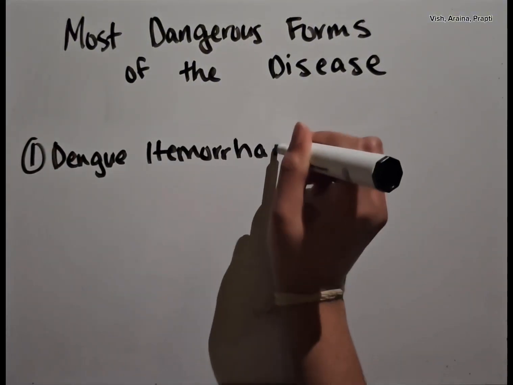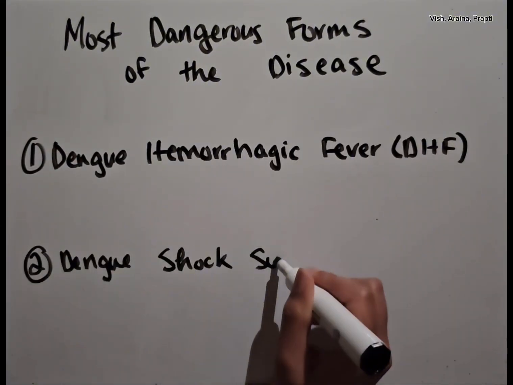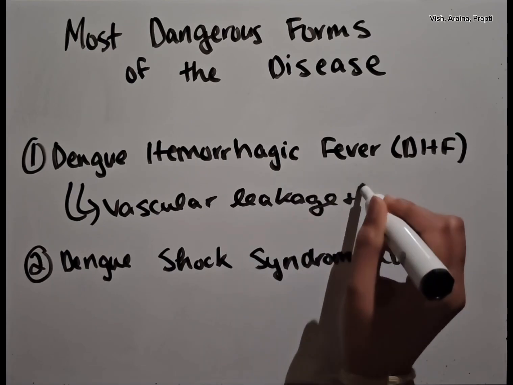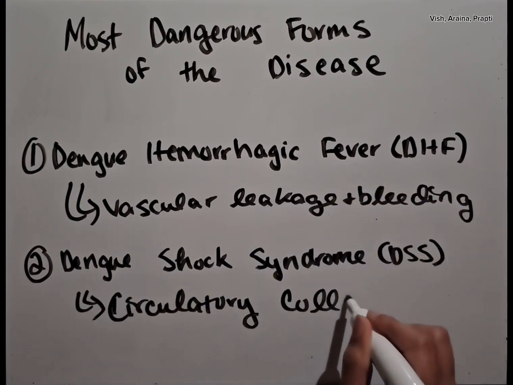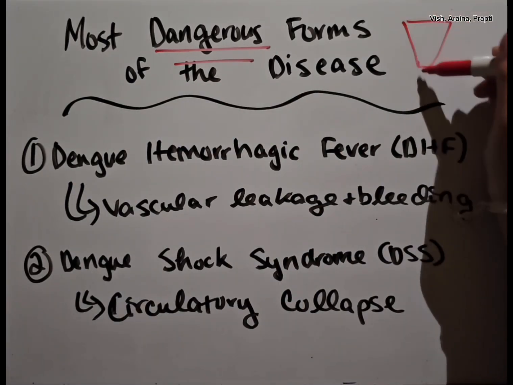The cytokine storm and the vascular damage covered earlier can lead to two severe clinical outcomes: dengue hemorrhagic fever and dengue shock syndrome, and both of these can cause plasma leakage and bleeding across the body, as well as full circulatory collapse in extreme cases.